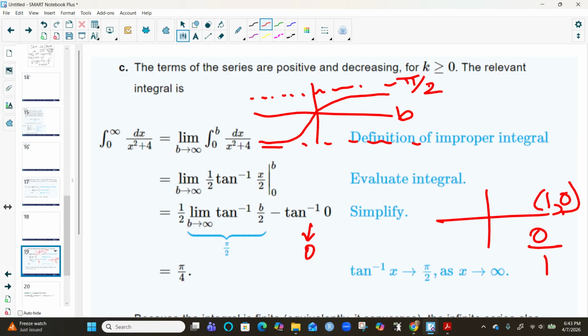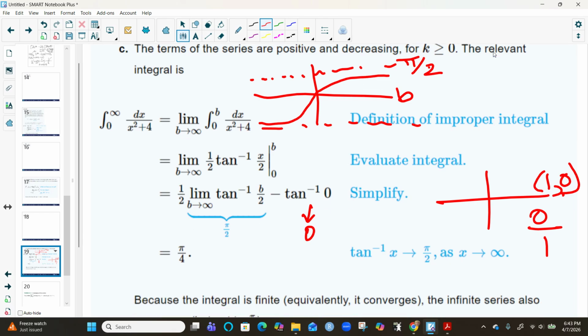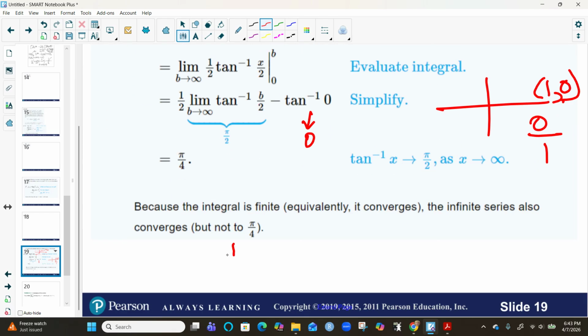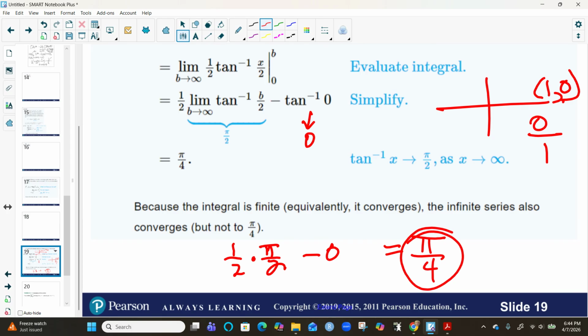And people are usually not very happy when I pull out the inverse tangent problems. So let me show you how they get to pi over 4. They would have 1/2 times pi over 2 minus 0, which is pi over 4. And because that is a firm number and not infinity, then the integral converges, therefore the series converges. We don't know what it converges to. It's not pi over 4. But the fact that we got a number and not an infinity means that it converges, and we can say that with authority.